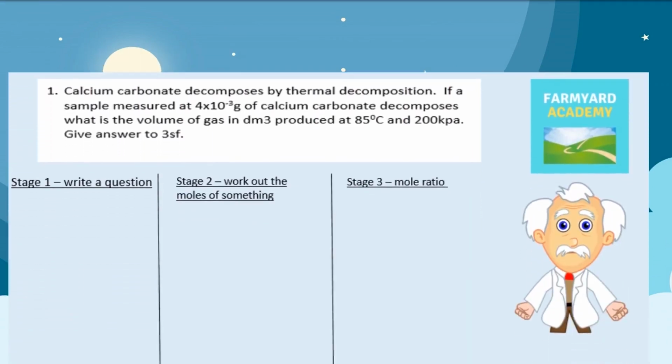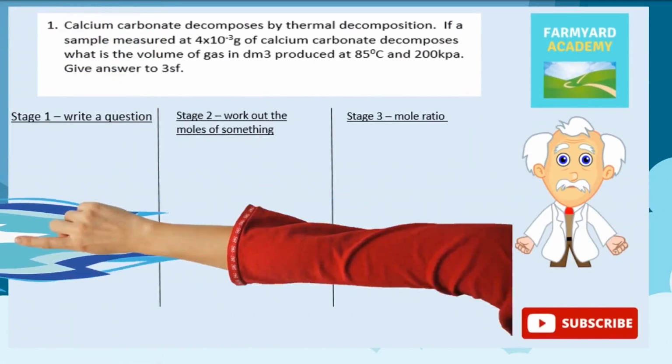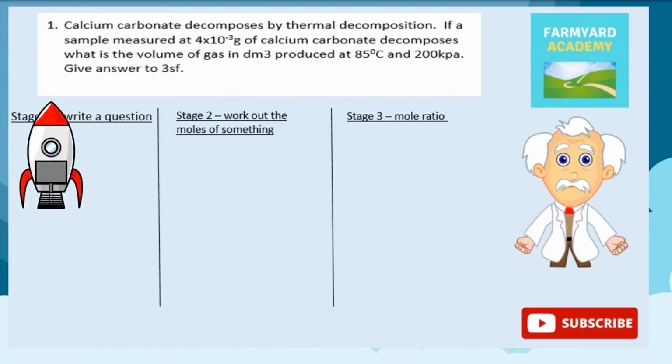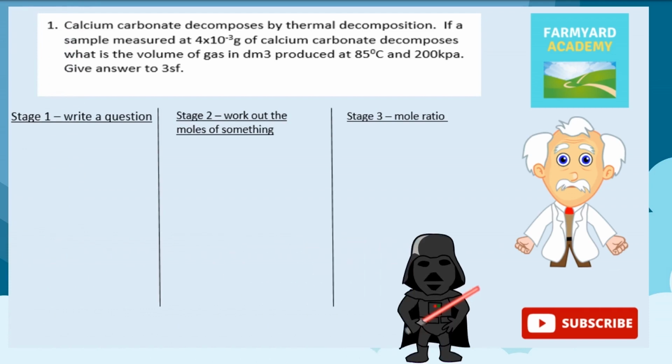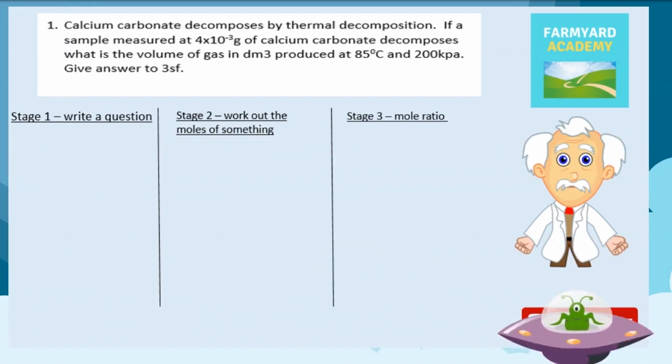When attempting difficult mole calculations, use 3 stages. In stage 1, work out what the question wants. Write out a suitable formula and rearrange where appropriate. Then in stage 2, work out the moles of something they have given you information of. And finally in stage 3, use a mole ratio and plug in terms.